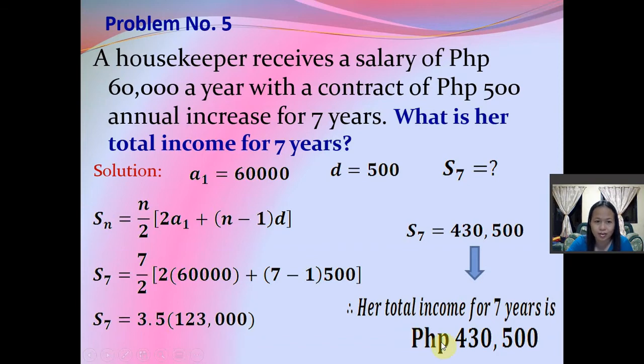So therefore, we can say that her total income for 7 years is equal to 430,500 pesos. Here you don't need to add her salary from the first year, second year, up to the 7th year. We would simply use this formula to come up with her total income for 7 years. That's for problem number 5.